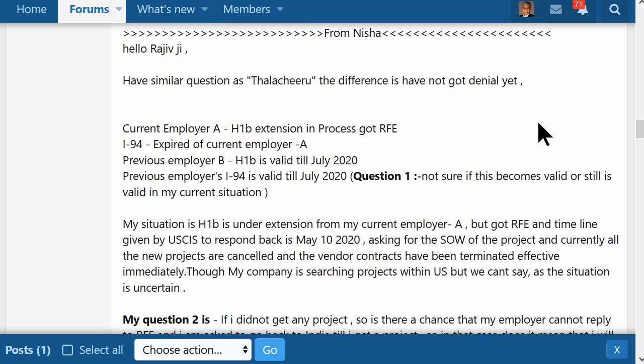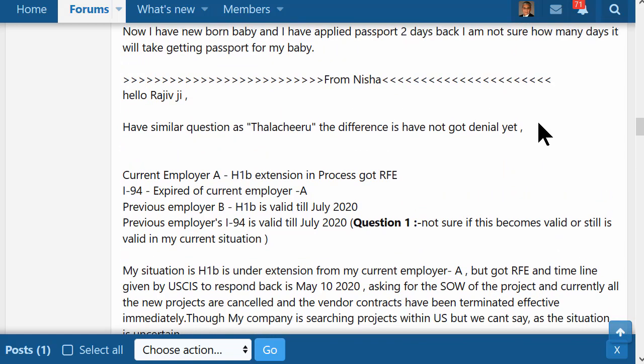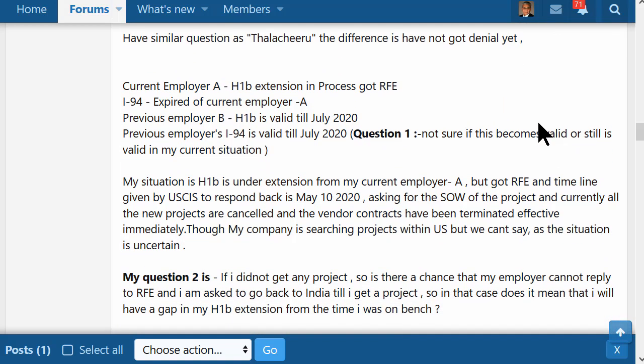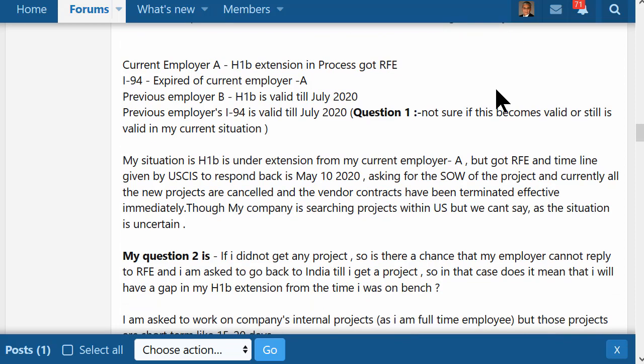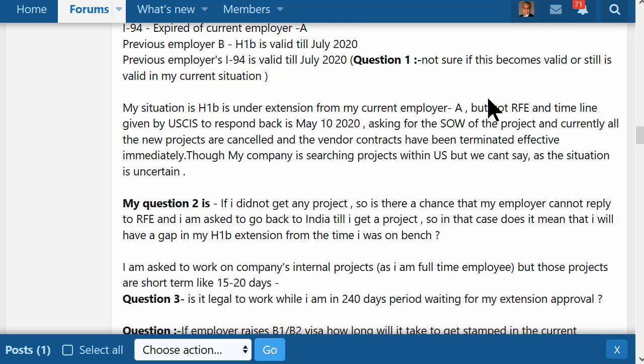Nisha said, this is a follow-up question on the same set of issues. H-1B extension is in process, got RFE. I-94 expired with the current employer. Previous employer's H-1B is good till July 2020. Previous employer's I-94 is valid till July. Is it valid? Well, not really. You can actually go back to work for that employer if they still have the job for you, unless they have revoked the H-1B. Okay.